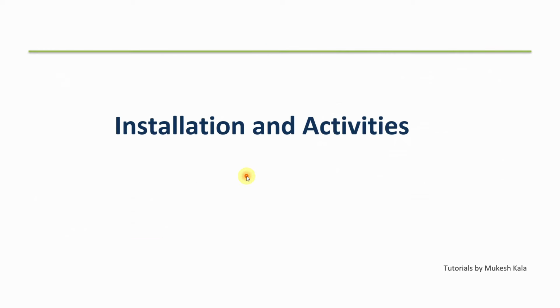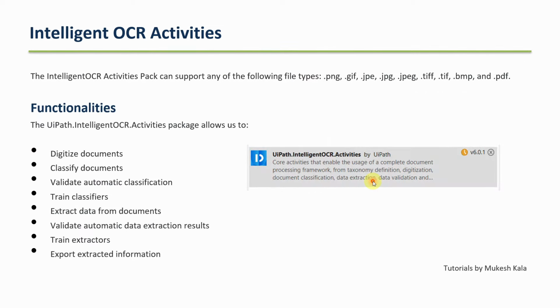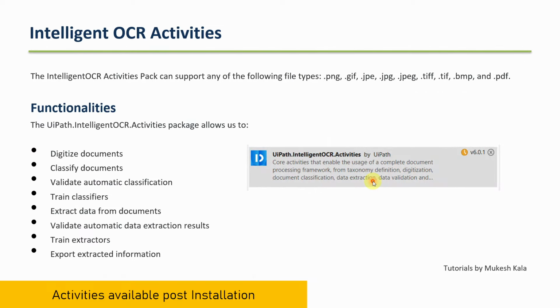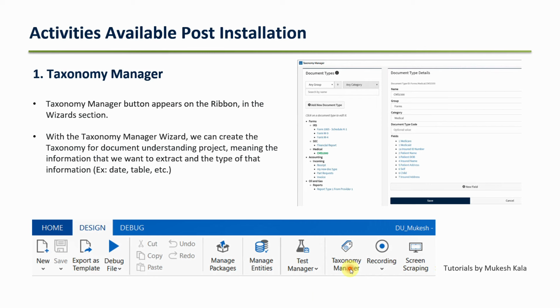So these are the stages. Installation and activities, we have already seen that we just need to have this package installed, which is UiPath.IntelligentOCR.Activities. Once you have successfully installed this package, I showed you a lot of activities, but now let me give you a brief of all the activities you will get and their functions. The first thing you will get is the Taxonomy Manager, which we have just seen by downgrading the dependencies. Taxonomy Manager is a place where you tell Document Understanding what data you want to extract. That's it. You define the structure for that.